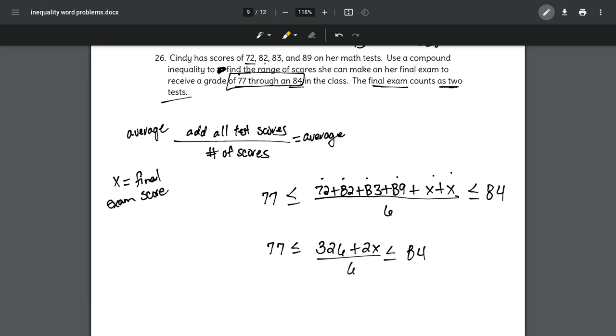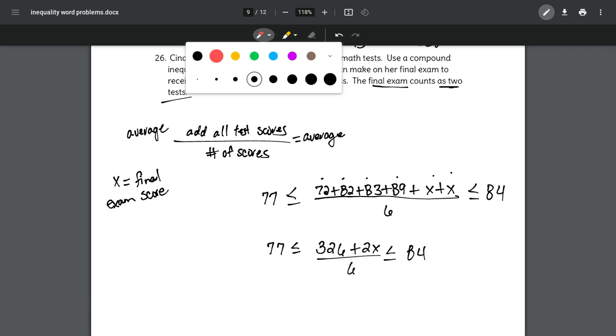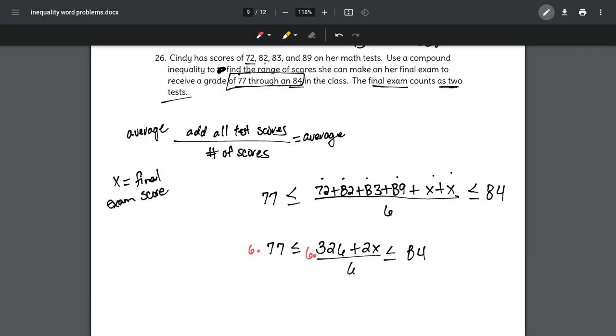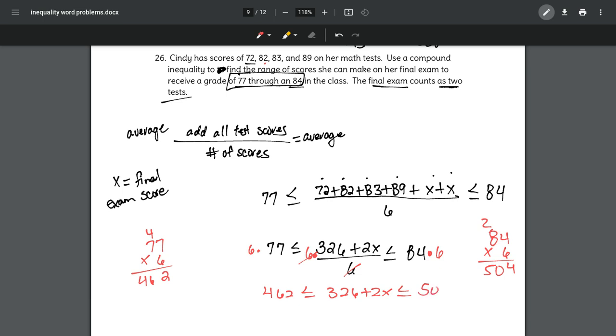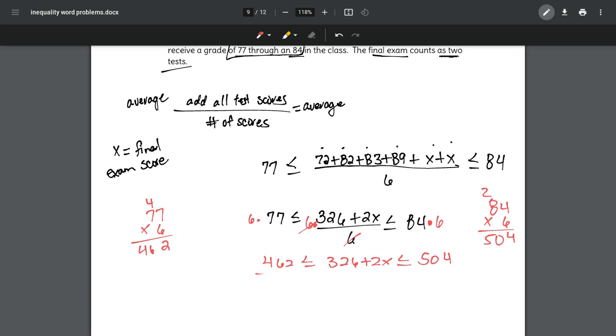We're going to multiply this by 6, this by 6, and this by 6. So I have 77 times 6. That's 462. Less than or equal to, these are going to cancel, 326 plus 2x, less than or equal to 84 times 6, which is 504. Now I'm going to subtract 326.